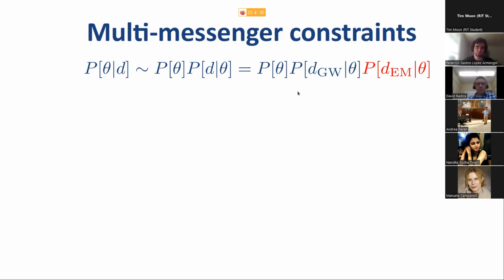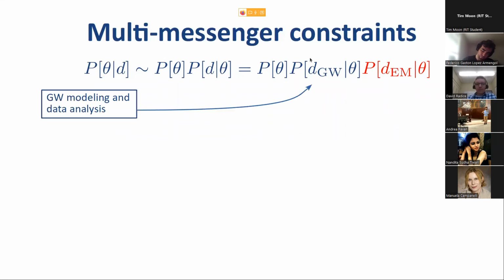And so what we want to do with numerical relativity now is split this likelihood in two parts, assuming gravitational wave and electromagnetic data to have uncorrelated errors. And then we can analyze this component here with gravitational wave data analysis that is also informed by numerical relativity, because we have gravitational waveform models coming from numerical relativity. And also the electromagnetic counterpart.